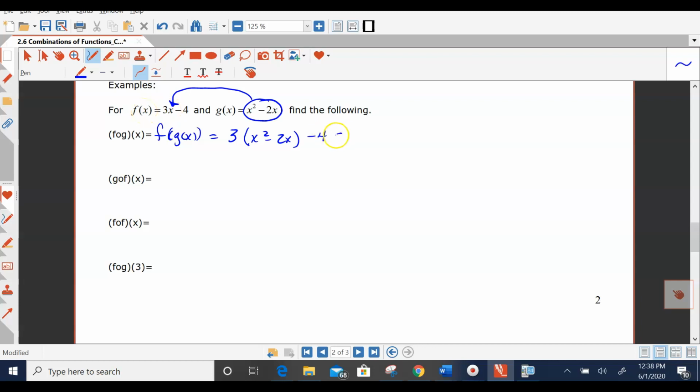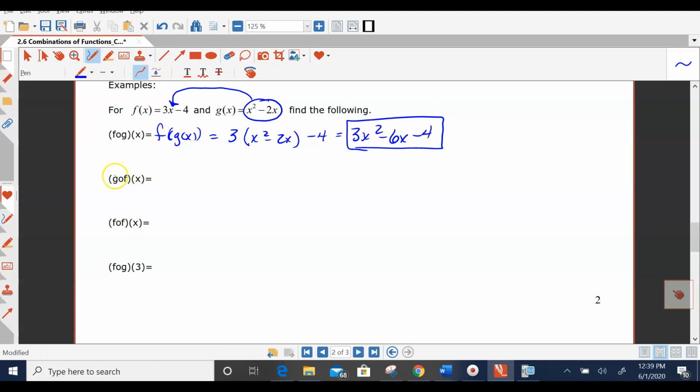Now we need to clean this up. So we'll distribute the 3 and then subtract the 4 from that. So we get 3x squared minus 6x minus 4, and actually that's our answer. There are no terms we can combine, so there is our answer. Not too bad.